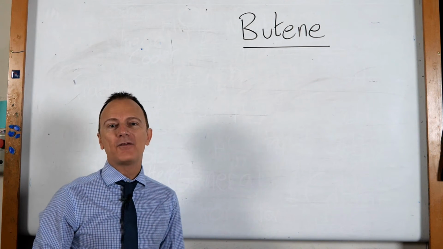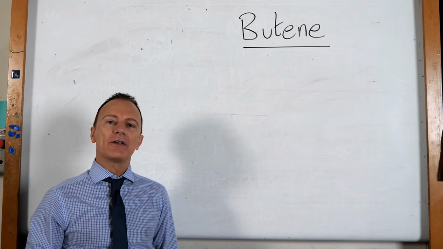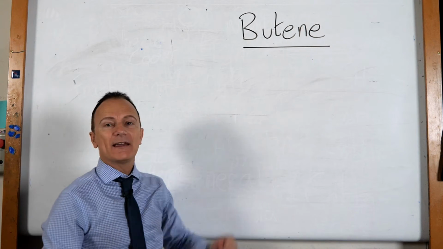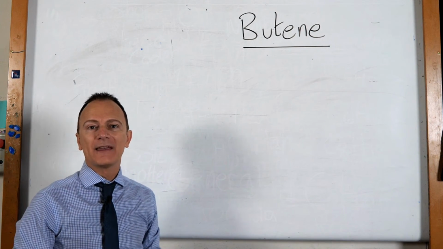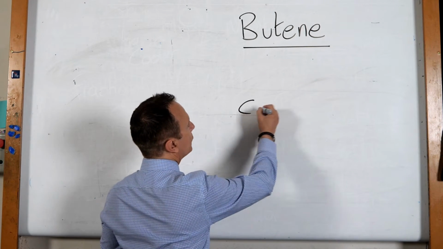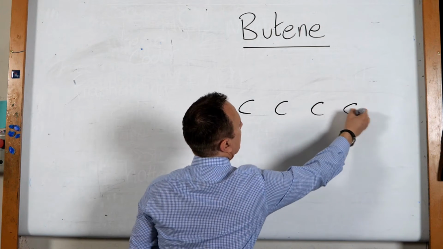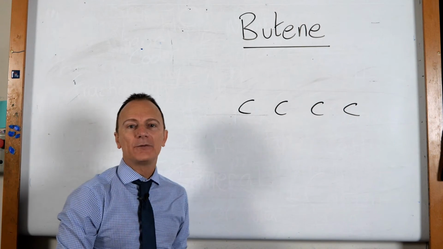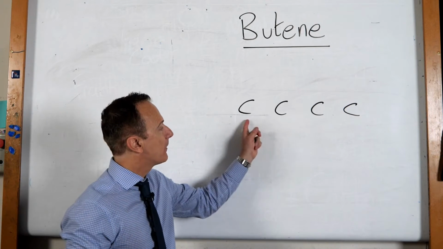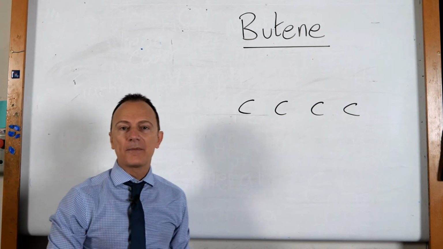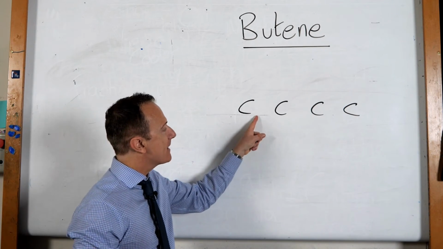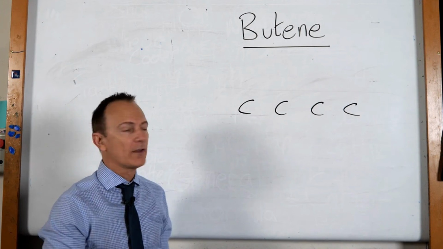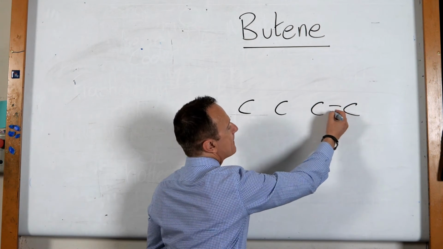When drawing the displayed formula of an alkene, we follow the same rules that we had for alkanes. So but tells us there's 4 carbon atoms in the main chain, so let's draw those 4 carbon atoms. The ene part of the name tells us it's an alkene, so that means we're going to have a double covalent bond between 2 of the carbon atoms. So do we place it here, here, or here? The answer is it doesn't matter, you can choose. So let's decide to put it there.